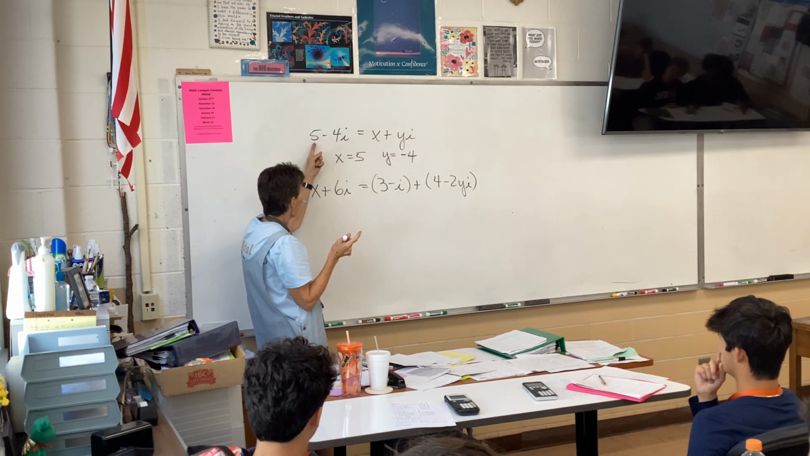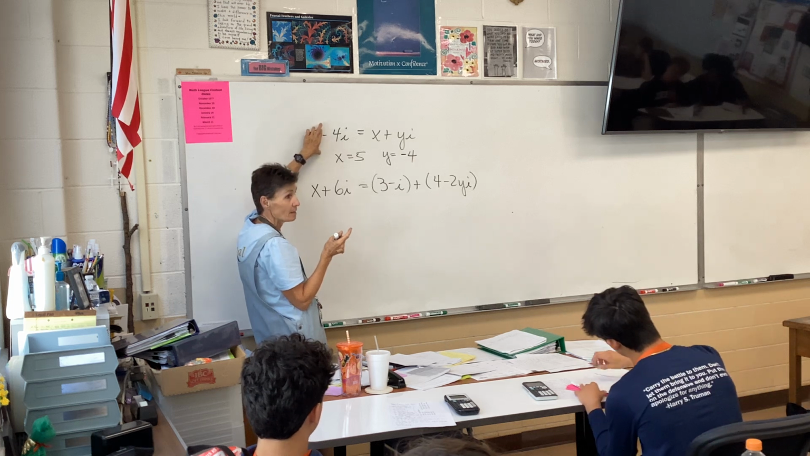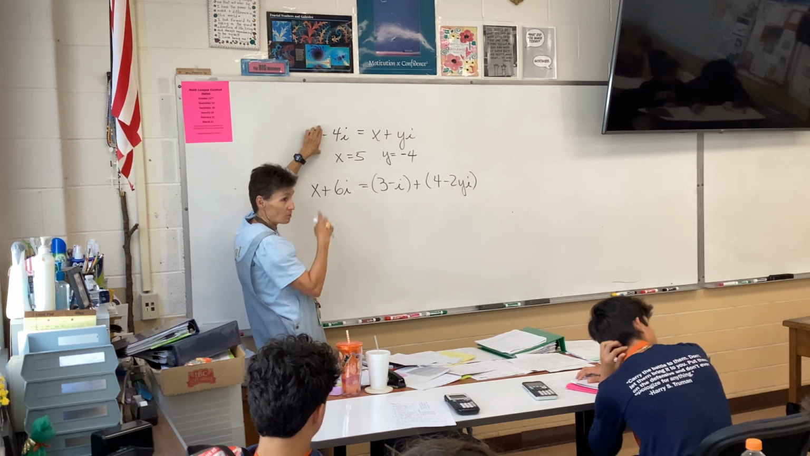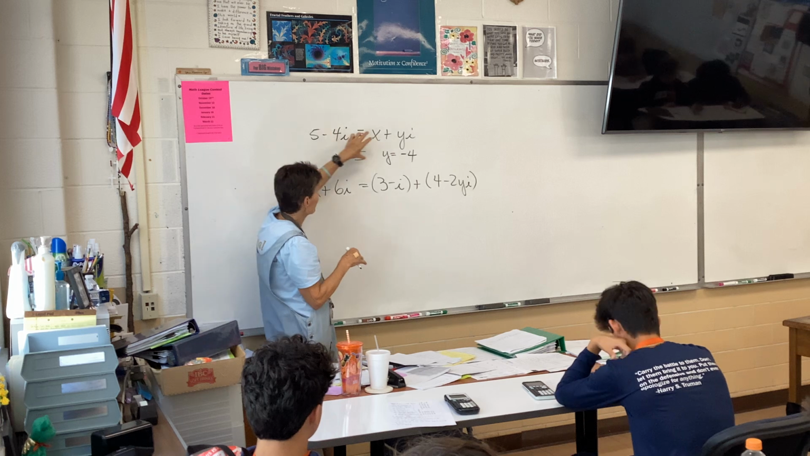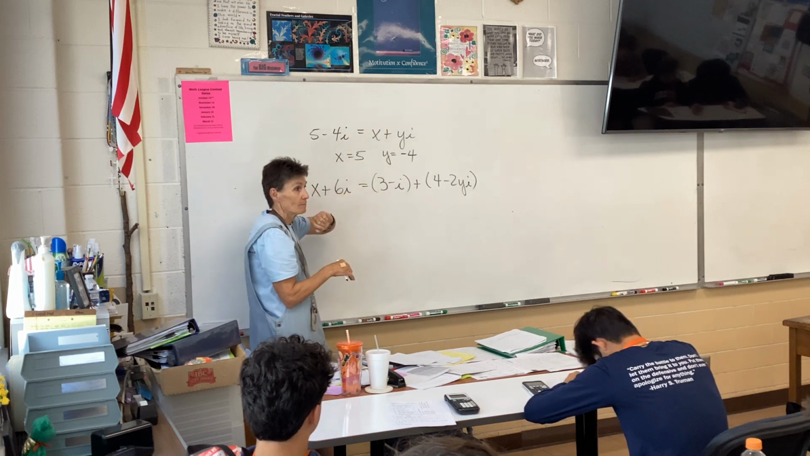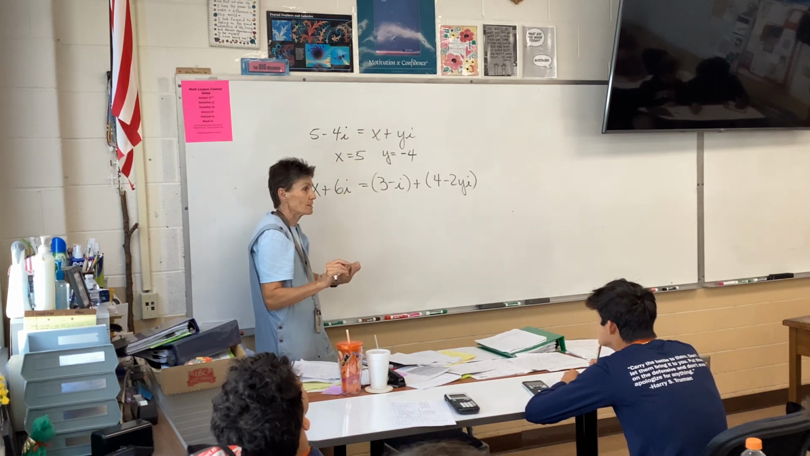And then 5, this does not have an i, right? It's just a plain number. That plain number has to equal this plain number. It's that easy. That's what you do every single one of them.